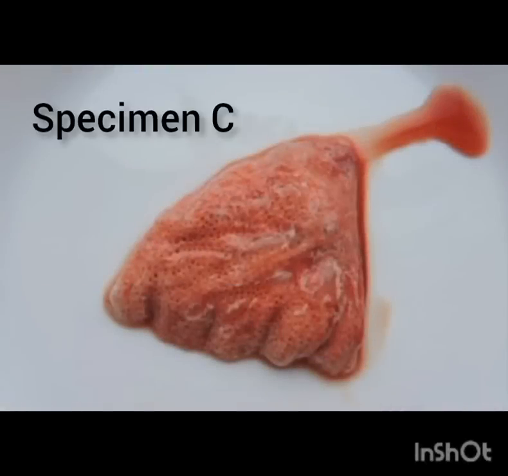So the specimen C is the lungs of a chicken or fowl. Let's say fowl. The lungs is soft and it is used for gaseous exchange. Everyone knows that is the surface for gaseous exchange in chicken. So the lungs is soft, red, and rich with blood vessels for passage of blood and for carriage of gaseous nutrients to every part of the body.